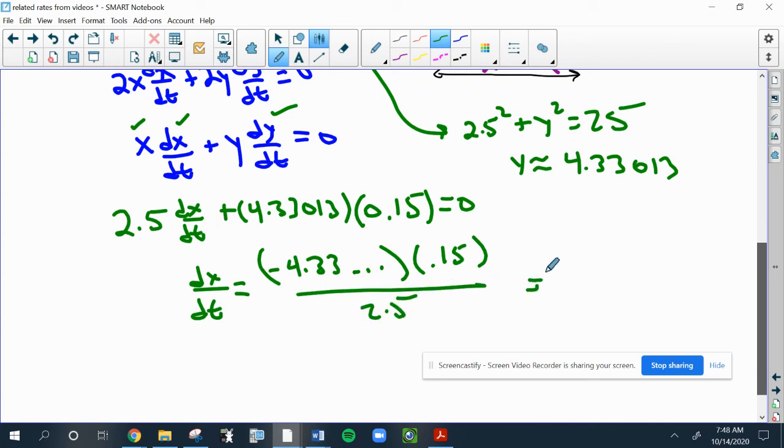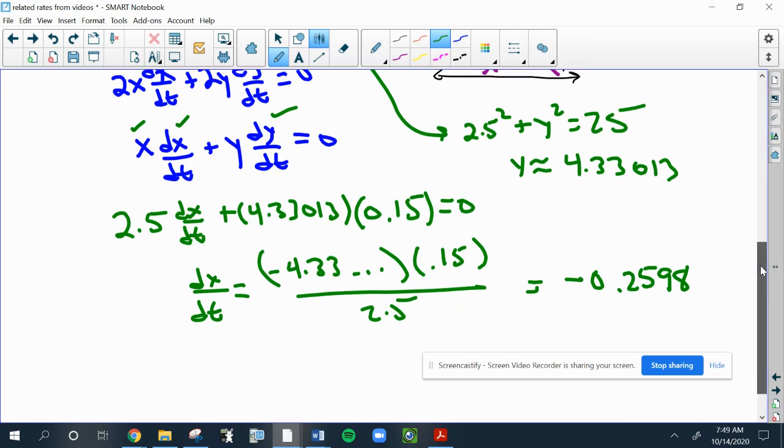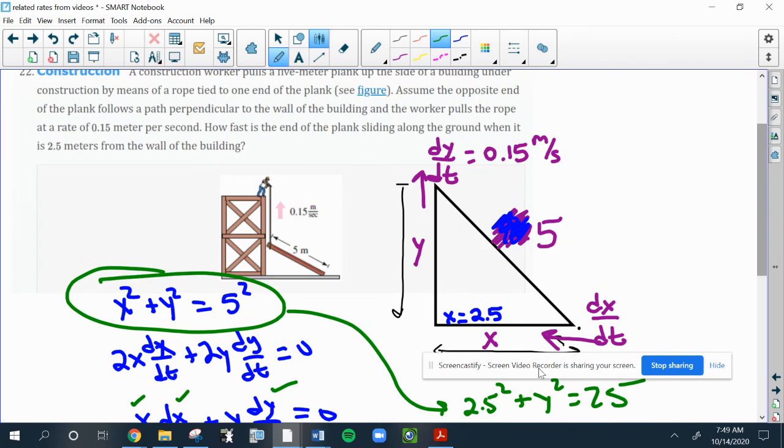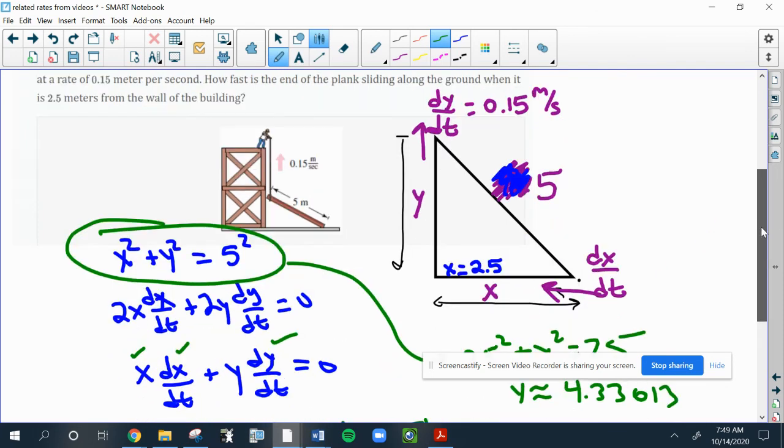So grab the calculator. And I got negative 0.2598. So I'm just going to leave it there. And that would be dx/dt, so it's meters per second. And it is negative, which makes sense because x is getting smaller. So there you go.